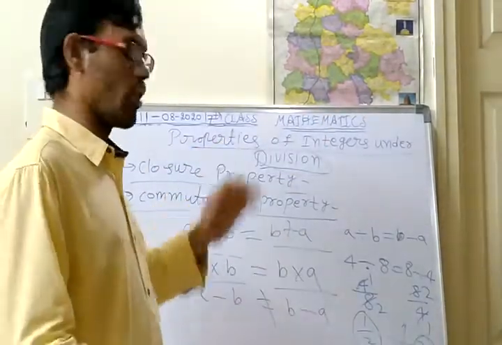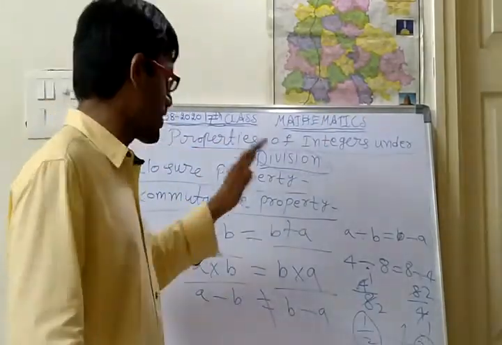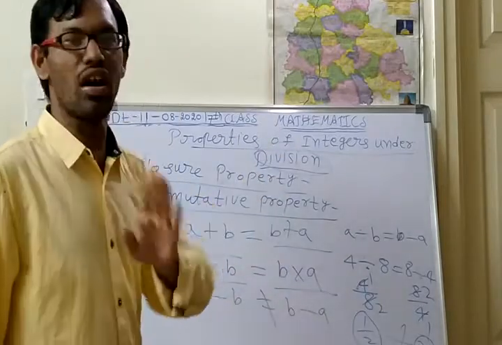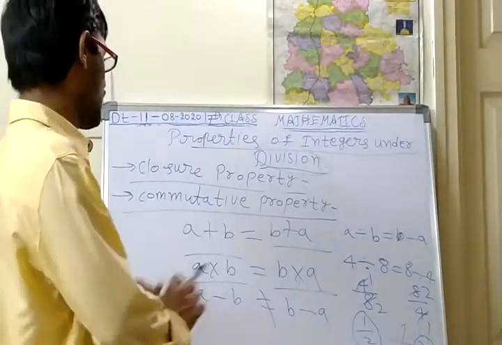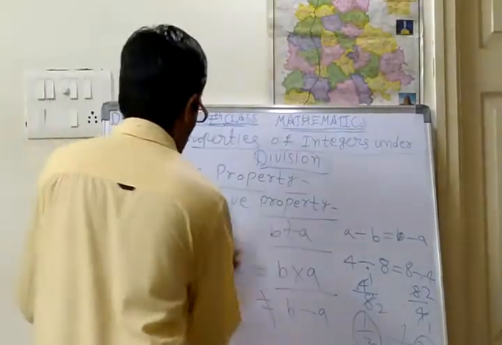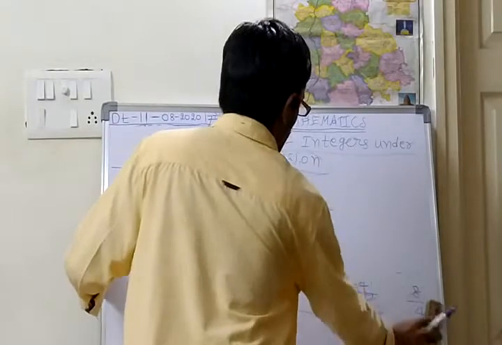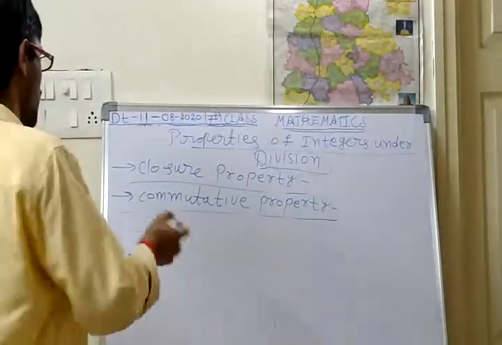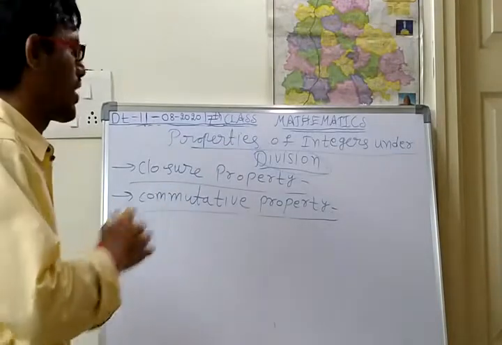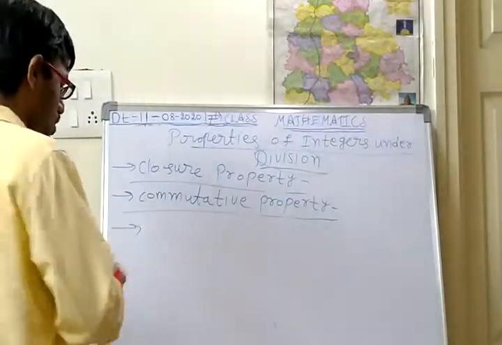Finally we have to say that the division of integers does not satisfy the commutative property. Like this we have to identify. Next, we shall see one more property. There might be some property that is satisfied by the division of integers.